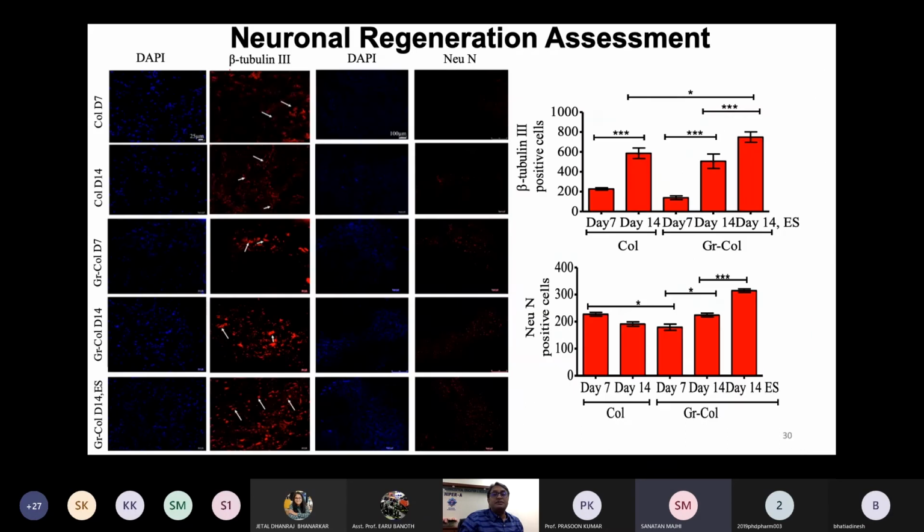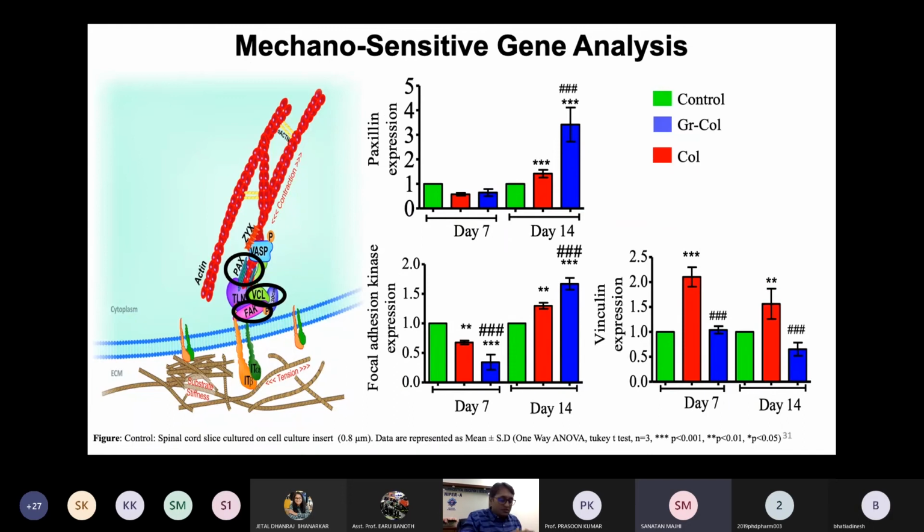So with this we have further looked at other markers by immunohistochemistry, and the trend is similar to what we discussed in the previous slide. So I'll skip this. So why is this happening? There were several questions going on. One, current is what we have seen.